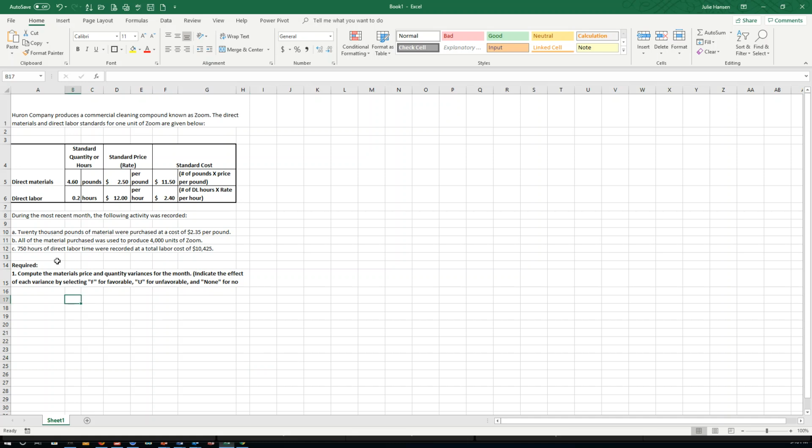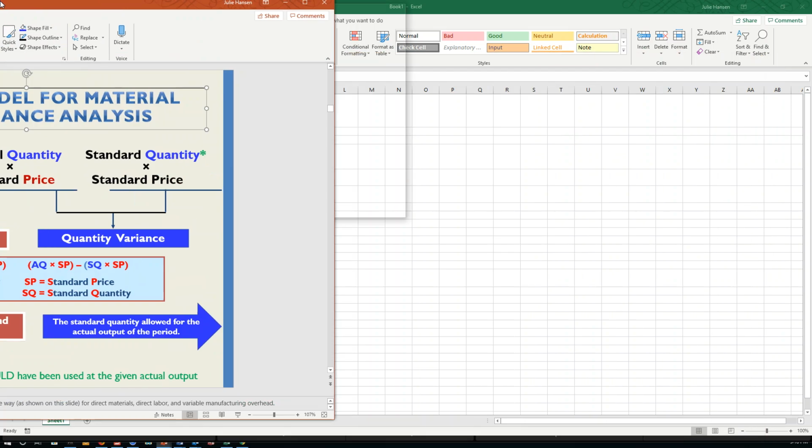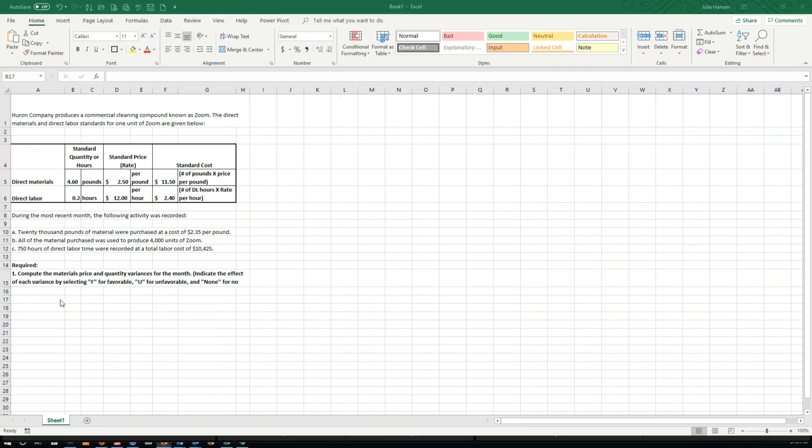So what am I going to do? I'm going to take that formula that I just showed you, the AQ times AP minus AQ times SP, to come up with our price variance. So I'm just going to type that like this: AQ, AP, AQ, SP, and then the other one, if we need it, which we might, there's the SQ, SP. Now it's just a matter of me plopping in the numbers.